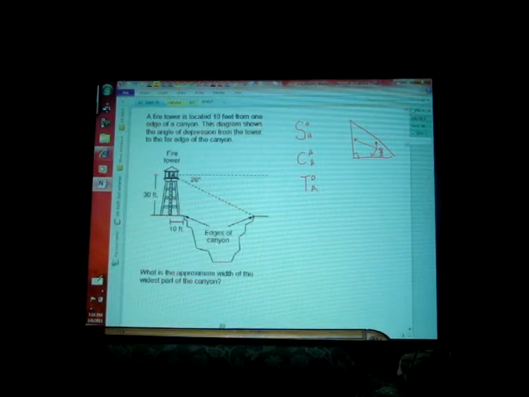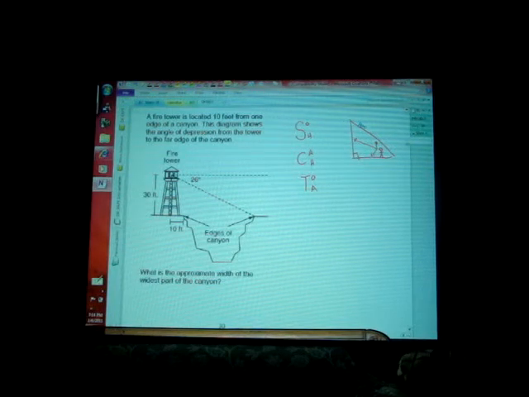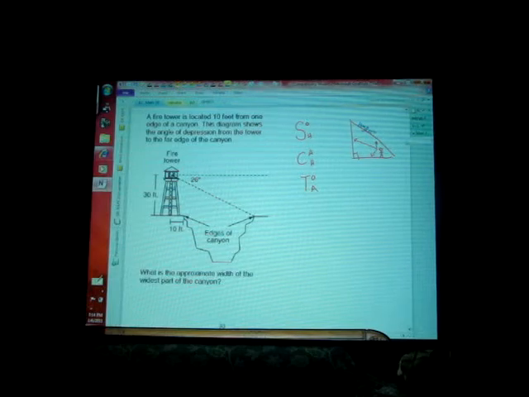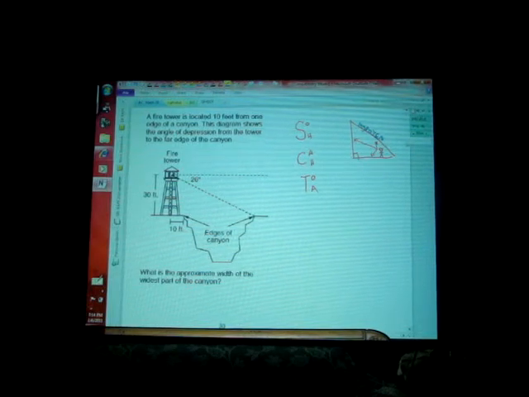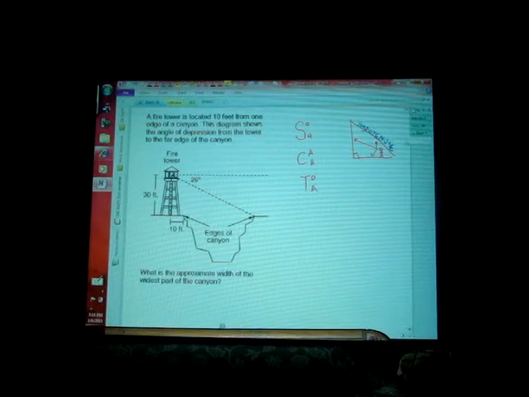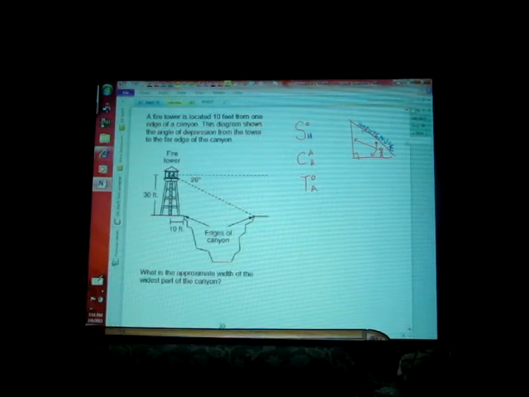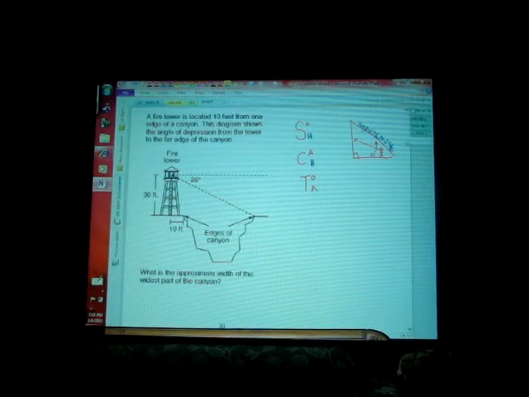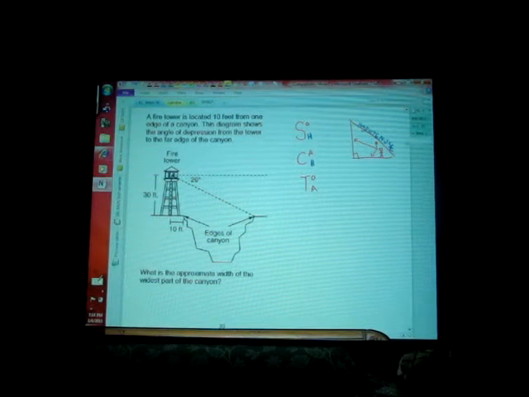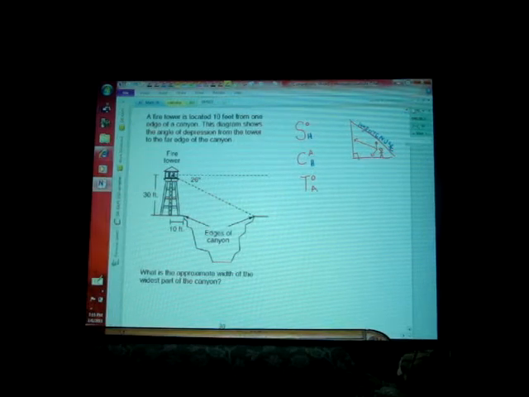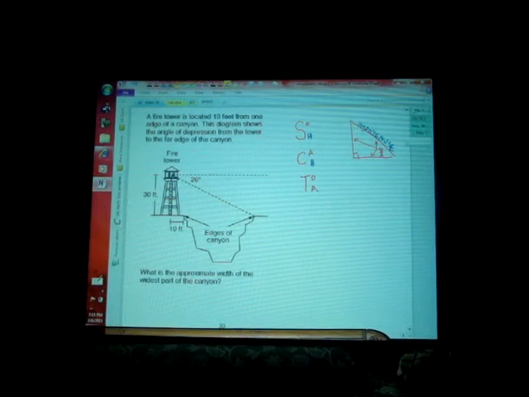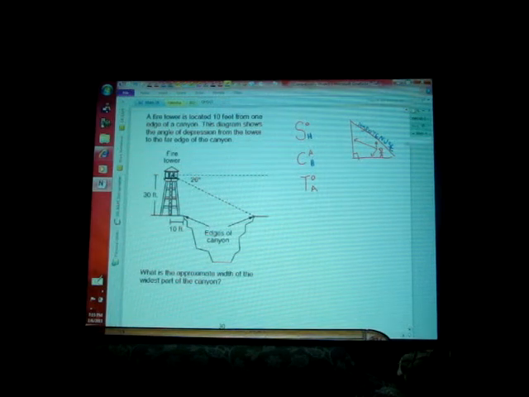The first and most obvious is hypotenuse. The hypotenuse is always opposite the 90-degree angle. Always, always, always. This one for sine and this one for cosine. Those two have hypotenuse in it, okay? The hypotenuse is never called adjacent. It's never called opposite. Hypotenuse is hypotenuse, okay?